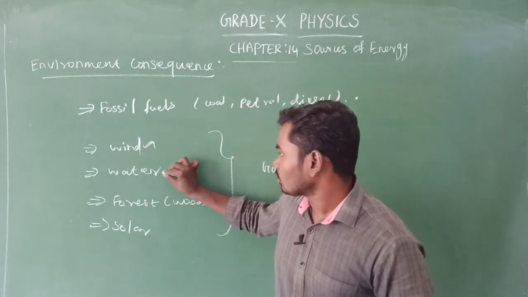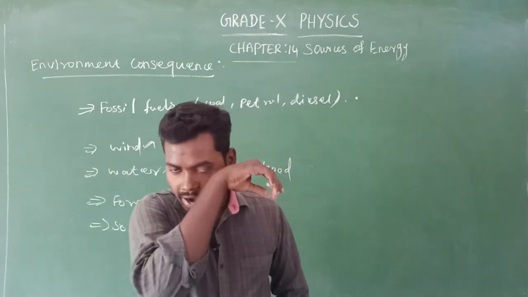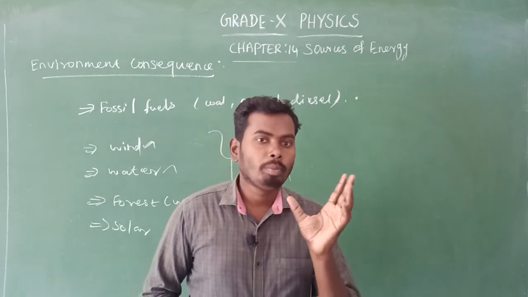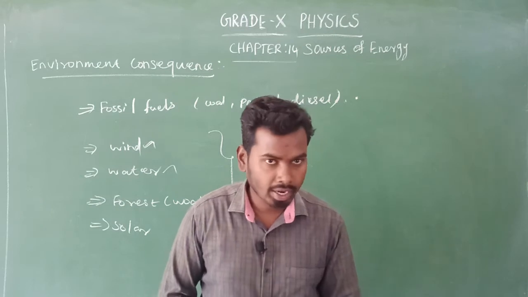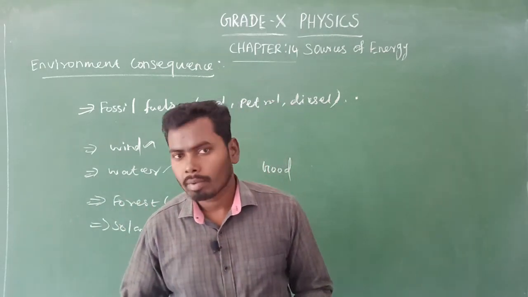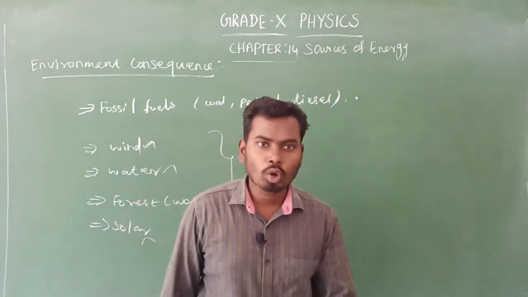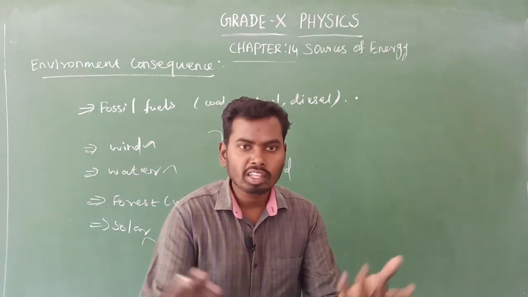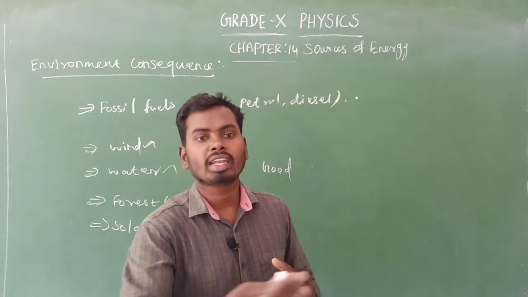Even solar and water also. In our last class we have seen the hydro power plant. To manufacture the hydroelectric power plant equipment, we are polluting the environment. Even the solar cooker is one of the equipment; for manufacturing that equipment, we are polluting the environment. So directly as well as indirectly, pollution is happening in our environment.